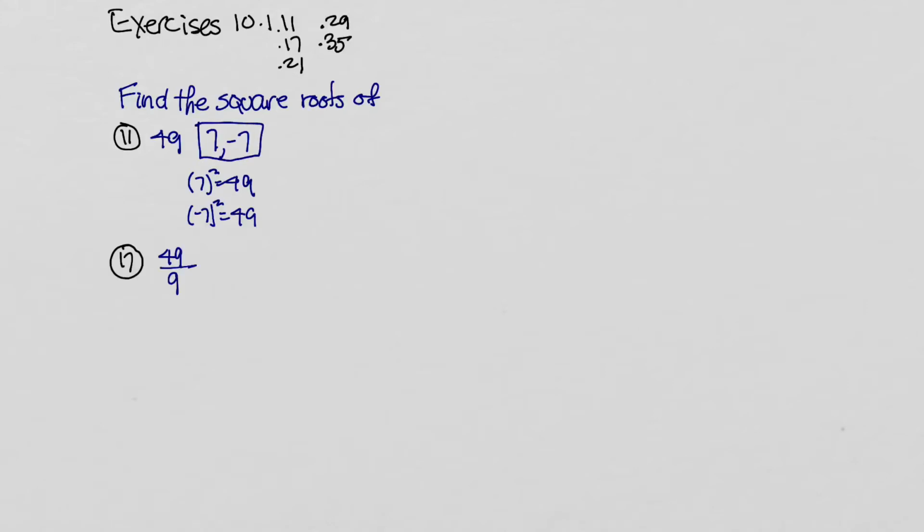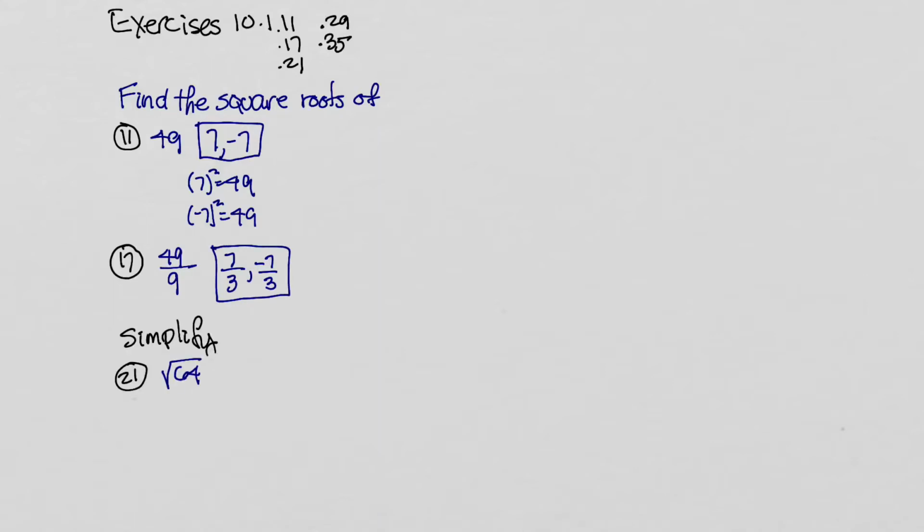And in problem number 11, the two square roots of 49 over 9 are going to be, well, what are the two square roots of 49? 7 and negative 7, and the two square roots of 9 are 3 and negative 3. So we are going to get 7 over 3, and the negative square root, negative 7 over 3.